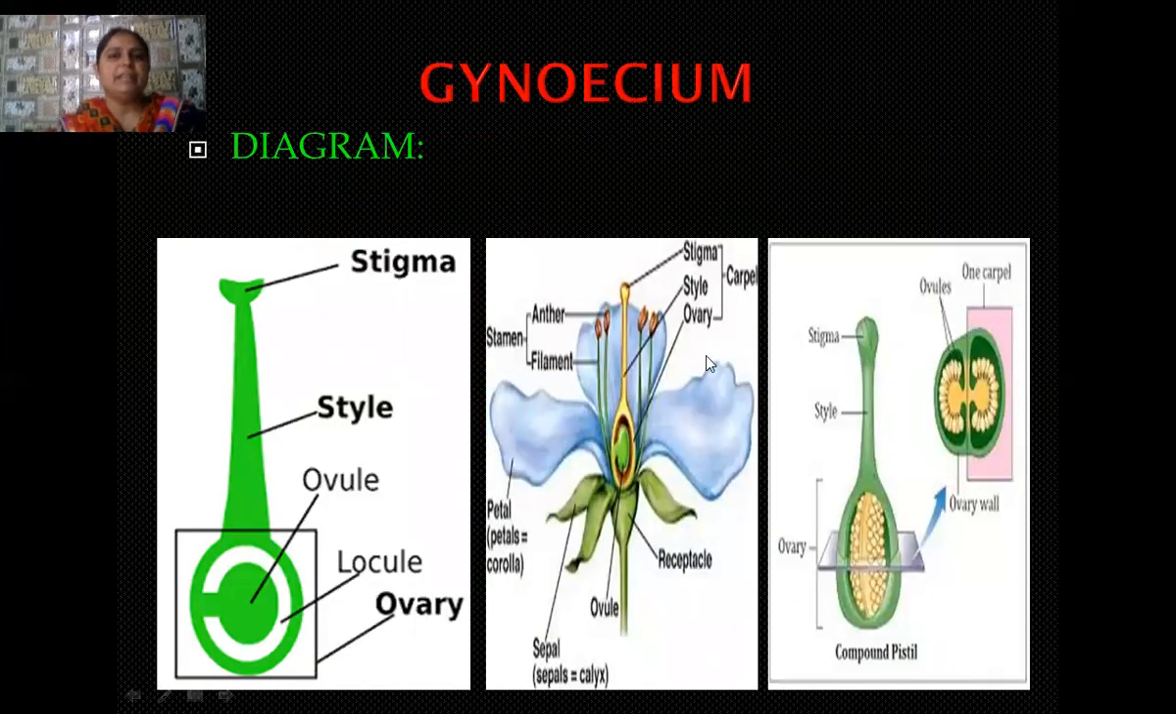So here you can see all the diagrams of this gynoecium. Here we have stigma, style, and ovary. Then inside the ovary, a locule is there, which is known as the ovarian cavity. And here so many ovules are present. In this picture, only one ovule is there.